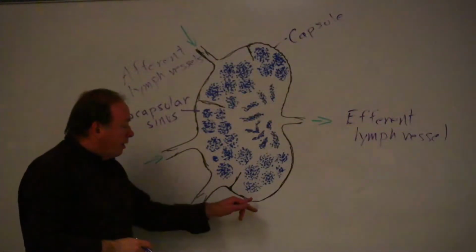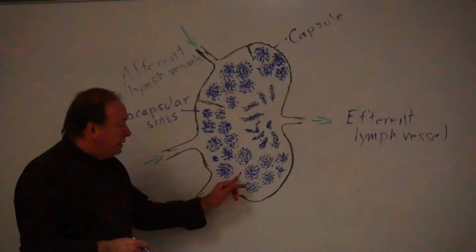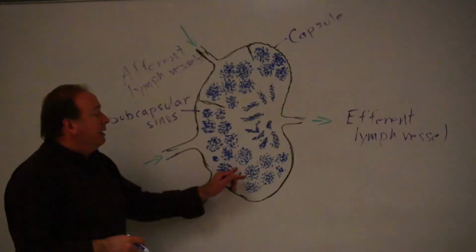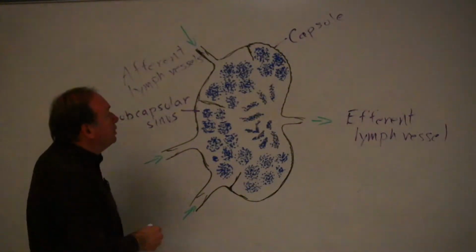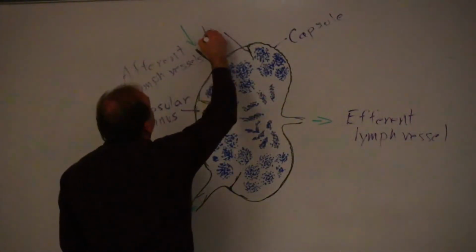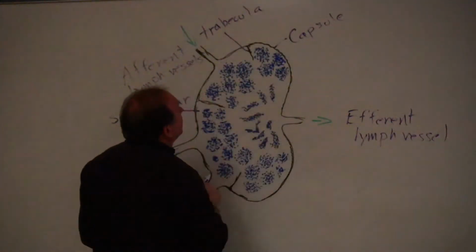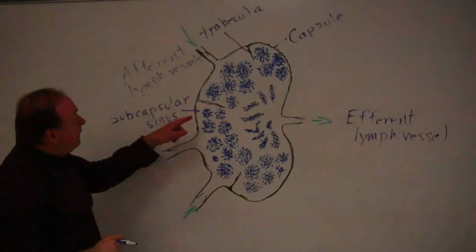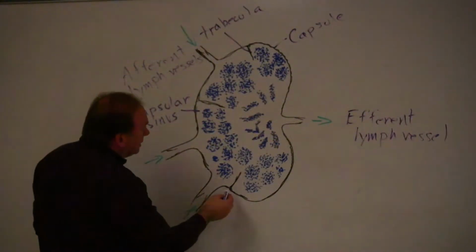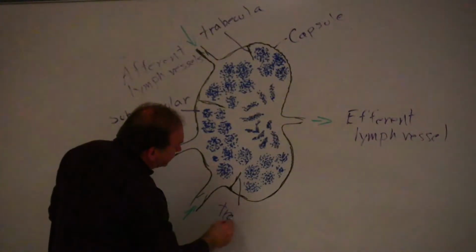There are some inroads of that connective tissue of the capsule layer coming into the inside of the lymph node, and these are referred to as trabeculae. I'll label this one here, trabecula. And then on the margins of the trabeculae, we have a little bit of space, and that's referred to as a trabecular sinus.